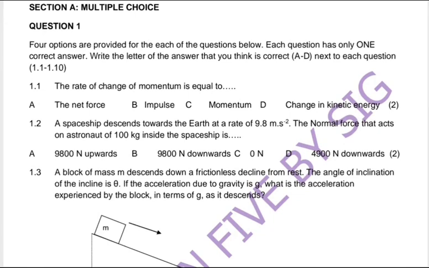Even though they're multiple choice questions, please do not guess questions. You have to work it out. You have to work out the questions and get the answer. Okay guys, let's work it out. So let's start with 1.1.